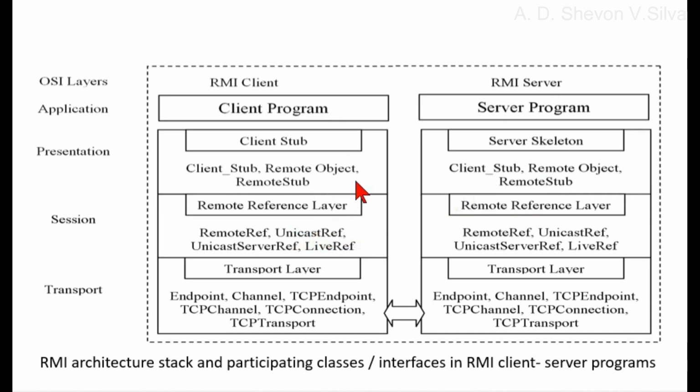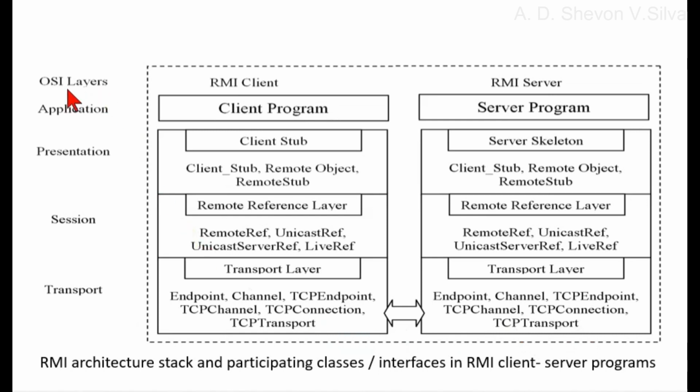Here you can see below that the client stub interacts with the remote reference layer, and the server skeleton interacts with the remote reference layer. Remote ref, unicast ref, unicast server ref, and live ref are in the remote reference layer. The remote reference layer interacts with the transport layer. Endpoint, channel, TCP endpoint, TCP channel, TCP connection, and TCP transport are inside the transport layer.